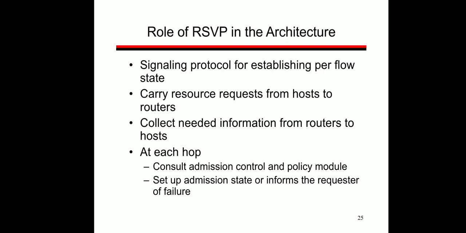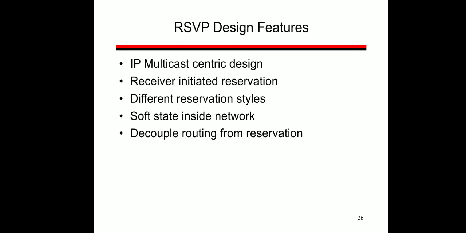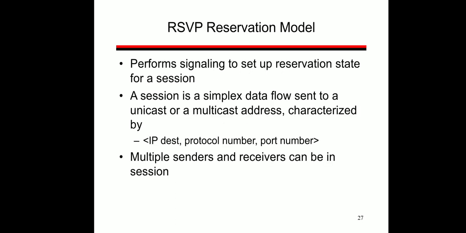Then the next thing we are going to see is the role of RSVP in the architecture. It is a signaling protocol for establishing per flow state, carrying resource requests from host to routers and collecting needed information from routers to hosts. At each hop, it consults the admission control and policy module. We can see the RSVP design features: IP multicast centric design, receiver initiated reservation, different reservation styles, soft state inside the network, decoupling routing from reservation.